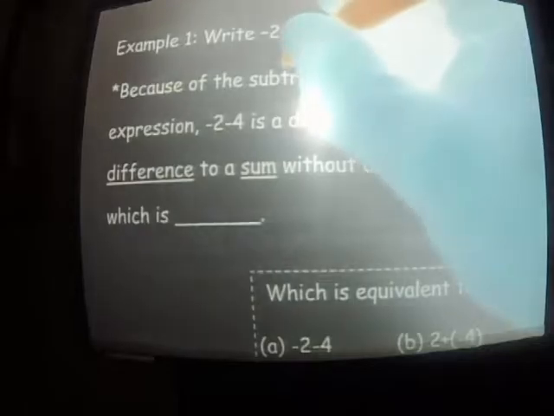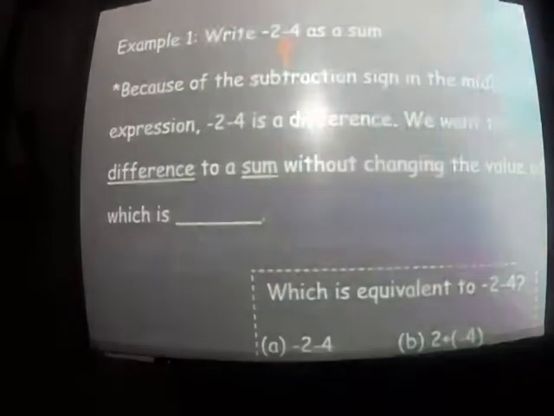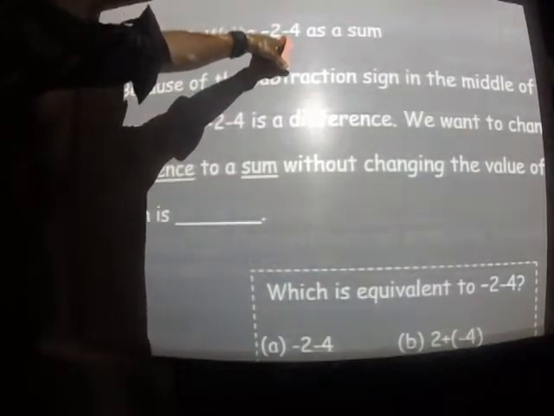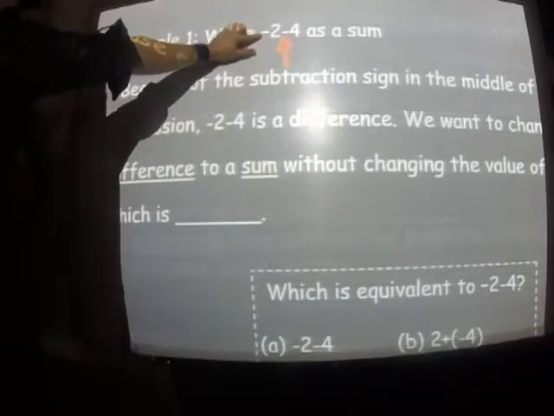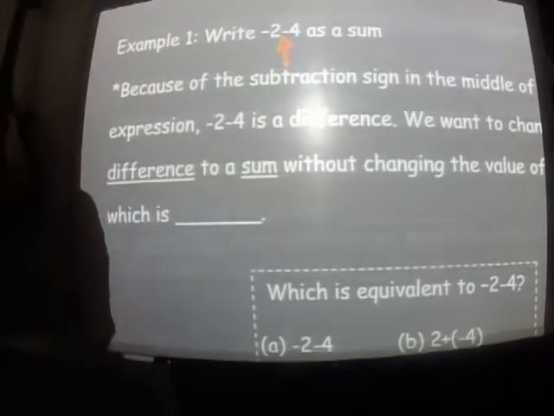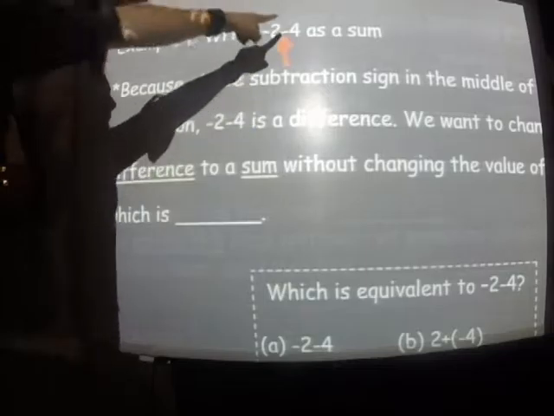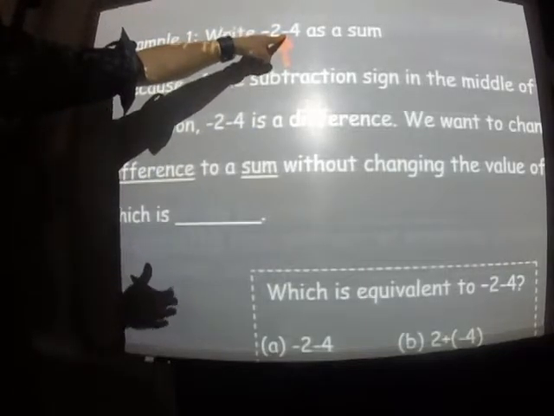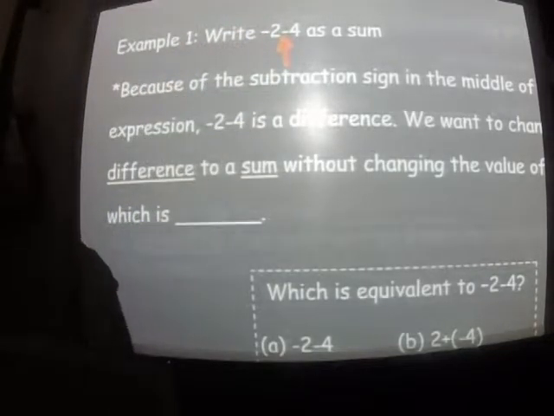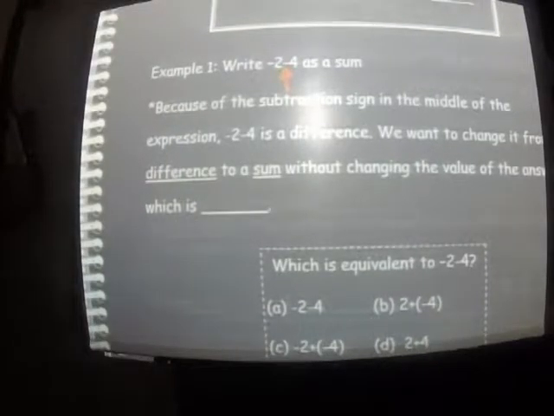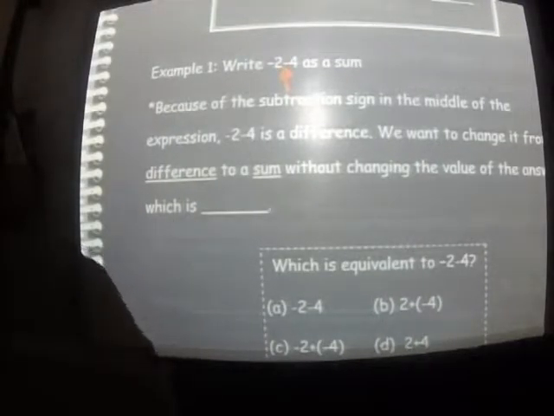Now this is a difference because what's the sign in the very middle? Minus. It's a subtraction. It doesn't matter what this sign is. The middle sign tells you if it's a sum or a difference. Right there. So this is a difference, and they want you to write this as a sum. The thing is, we cannot mess up the value. Sum means we're going to put a plus sign in there. But don't screw the value up.